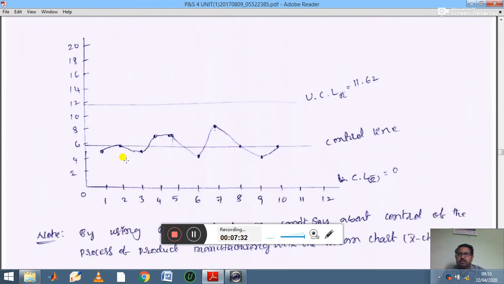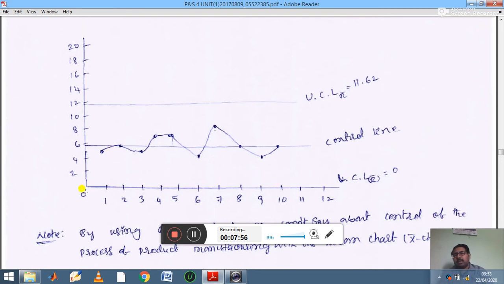To draw the R chart, we write the sample numbers along the horizontal line. There are 10 samples. Let us start with 0: 0, 1, 2, 3, 4, 5, 6, 7, 8, 9, 10, 11, 12. Here they are taken up to 12, but it is sufficient if you take up to 10 also.